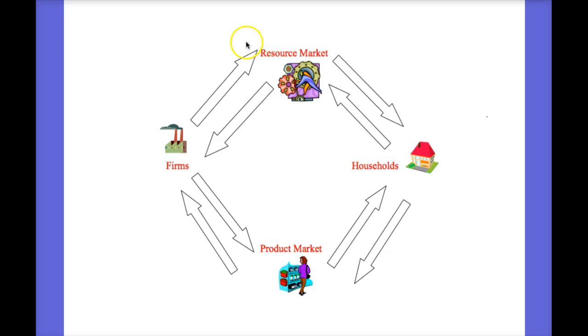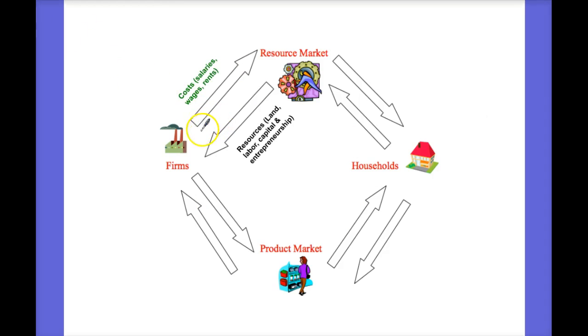At this point, you might want to pause the video and write down these first four things: firms, households, and then the two markets, your product market at the bottom and your resource market at the top. Okay? Now we're going to go through and see how all of these things interact in the model and in, of course, reality, because that's what models represent.